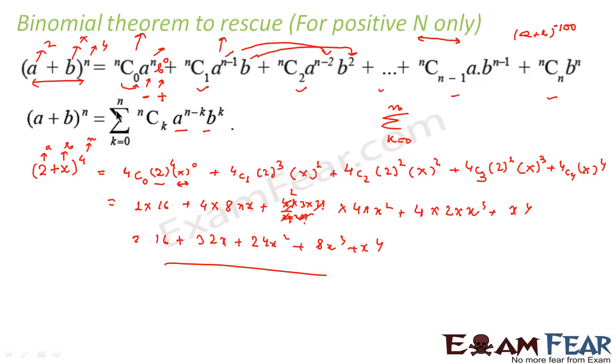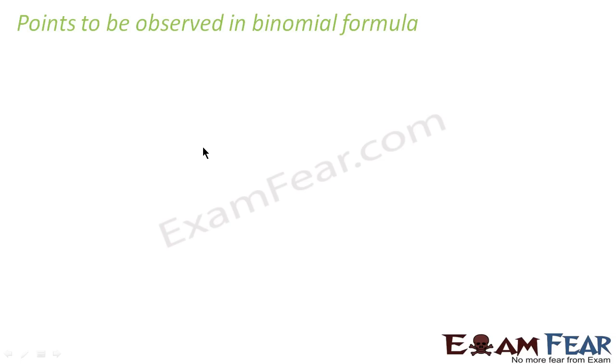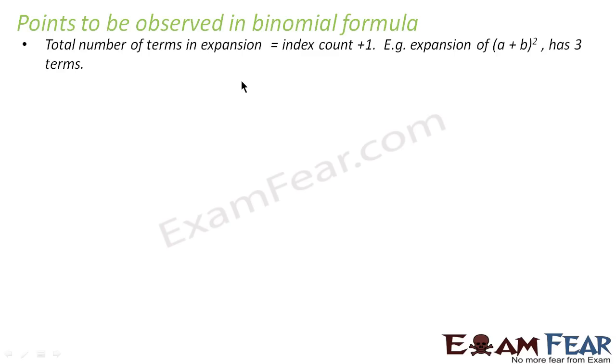A plus B to the power N is equal to NCK, A to the power N minus K, B to the power K, summation K is equal to 0 to N. Also, there are some points to be noted in this formula. Here are some points to be observed. The total number of terms in the expansion is index count plus 1. For example, when you say expansion of A plus B to the power 2, this should have 2 plus 1 is equal to 3 terms. In our example, when we say 2 plus x to the power 4, it should have 4 plus 1 is equal to 5 terms.